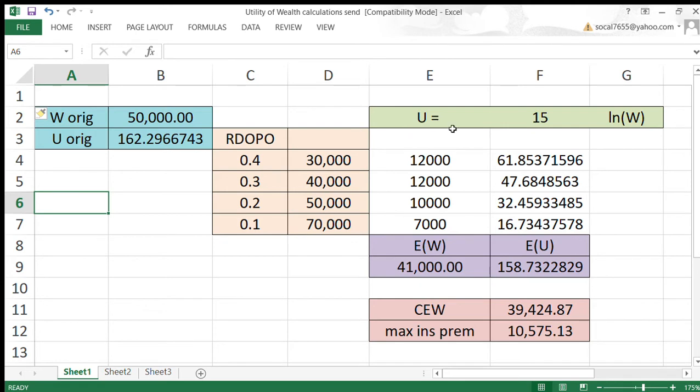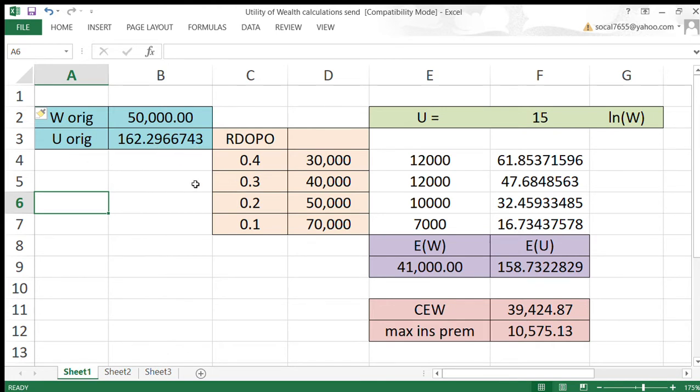Now, in this example, we're going to specify a utility of wealth function, and it just shows here U equals 15 times the natural log of wealth, and because it's a logarithmic function, we know that we're assuming our investor is risk averse. Okay? The first thing we do, given that we have $50,000 of wealth, is calculate our original utility of wealth before this risk appears. All we do is plug 50,000 into this equation, take the natural log of 50,000, multiply it by 15, and we get 162.2966743. So that's our original utility of wealth.